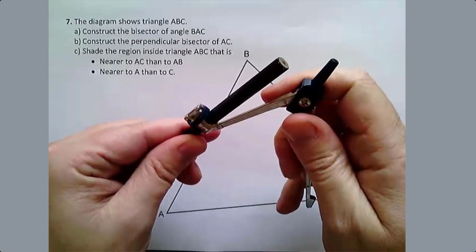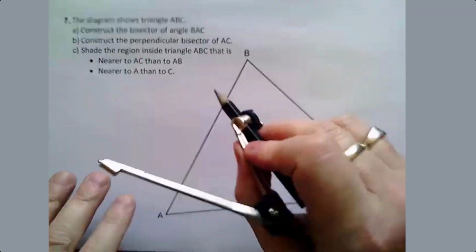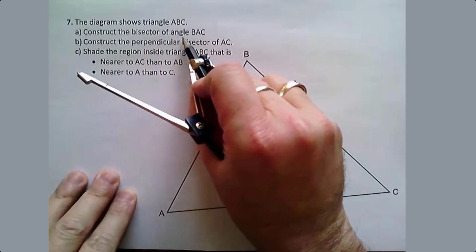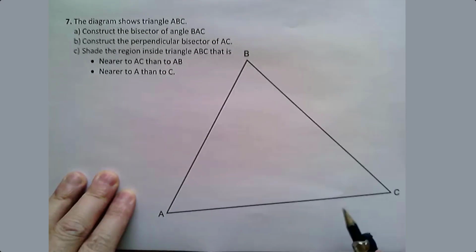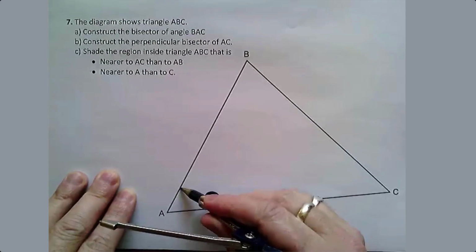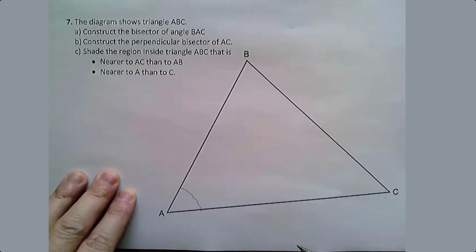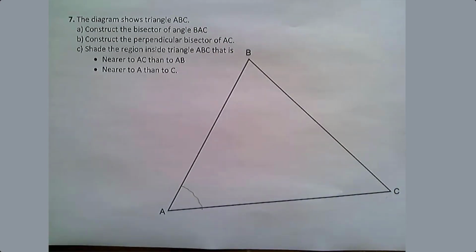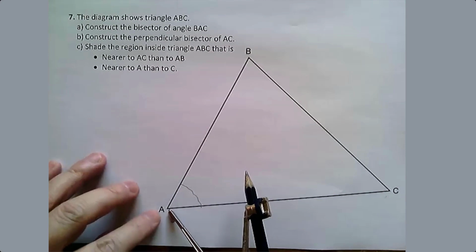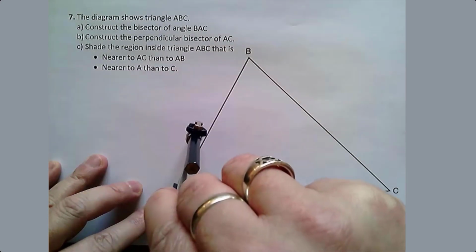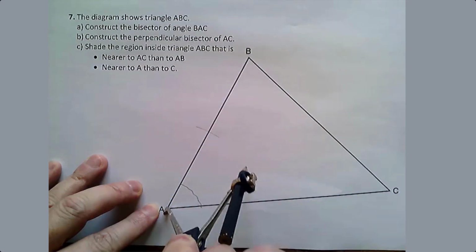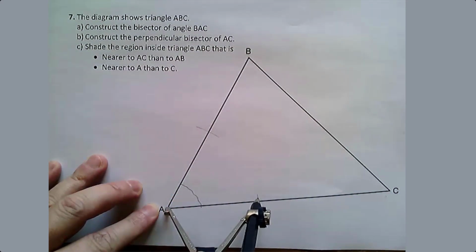Okay. Then what we've got to do is construct a bisector of angle BAC. So this is B, A, and C. So the angle BAC is this angle here. We need to cut this in half. Now to do this, you stick the compass tip at the angle, so in A, and we're going to draw an arc that cuts both those two arms of the angle.